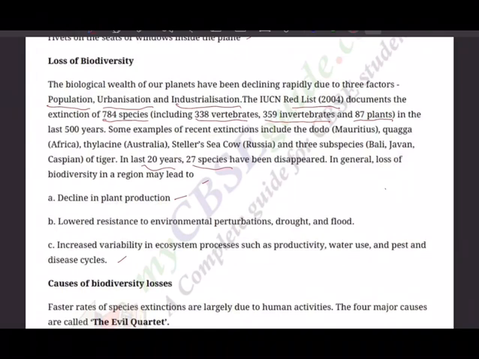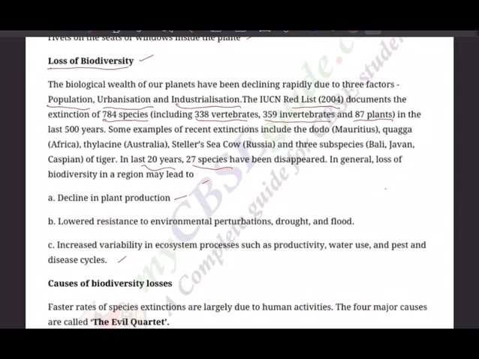Graphically, we also represented the species area relationship, that is proposed by Alexander von Humboldt. So the relationship between species richness and area turned out to be a rectangular hyperbola, as you may recollect. And we also said that log S is equal to log C plus Z log A. And then we talked about the importance of species diversity in an ecosystem. And of course, recently we have been talking about loss of biodiversity.